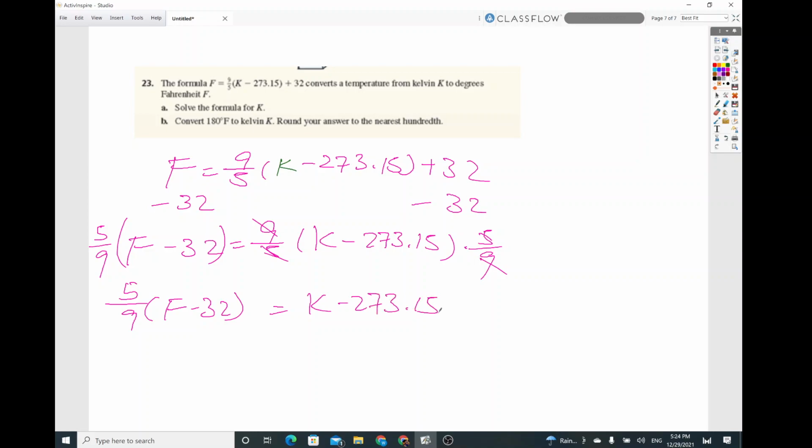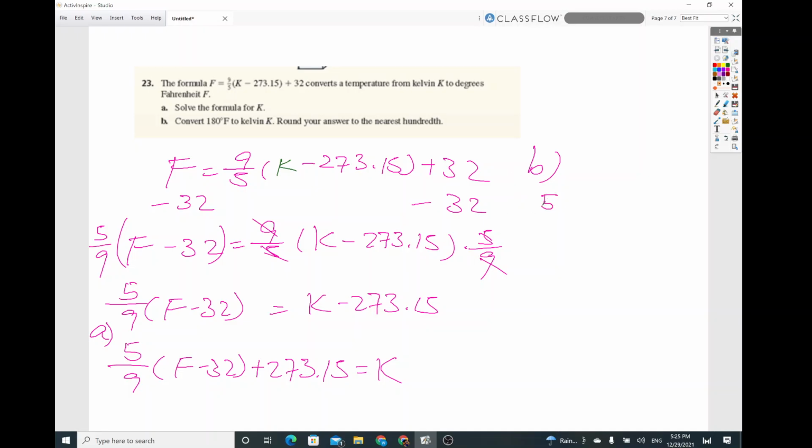And then last but not least, add 273.15 on both sides. So it's 5 over 9 times the quantity F minus 32, plus 273.15, and that equals the temperature in Kelvin. This one is for part A. And now what about part B? Convert 180 degrees Fahrenheit to Kelvin.